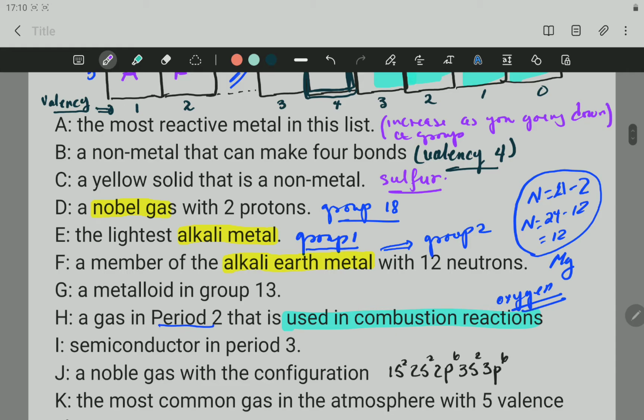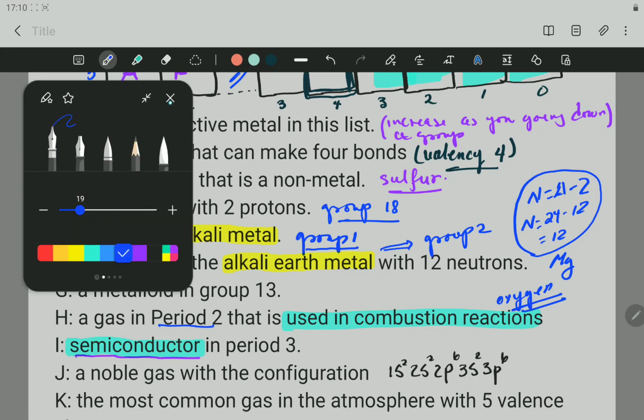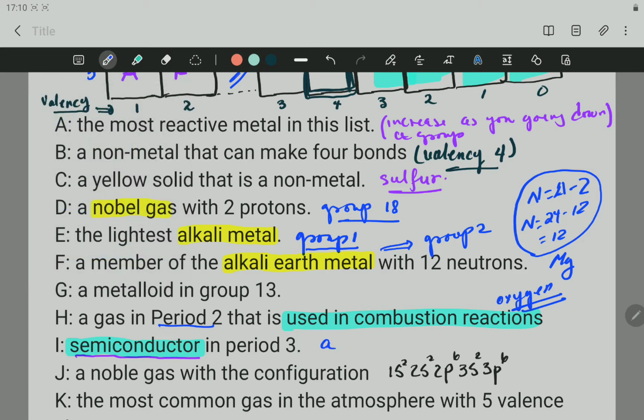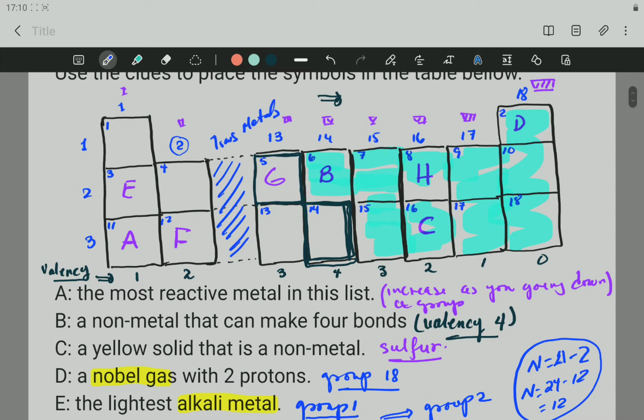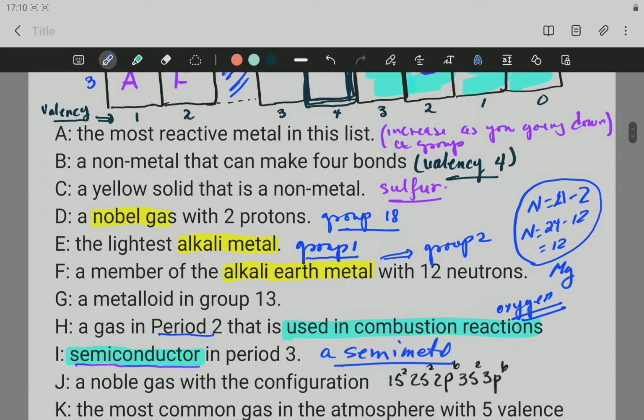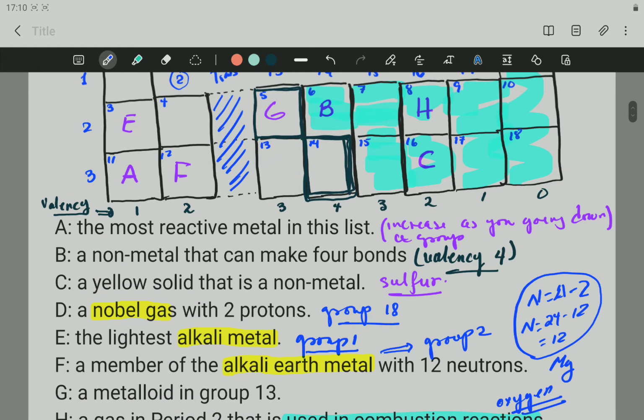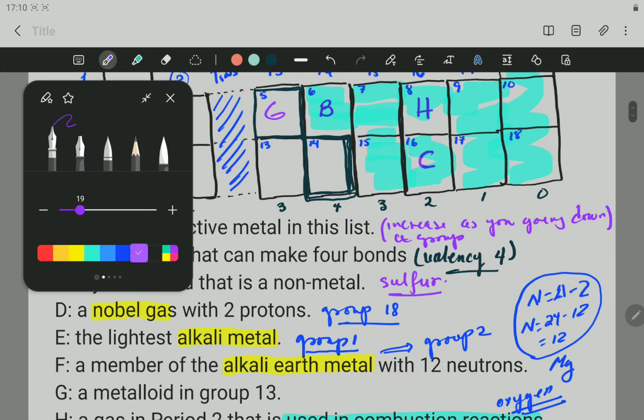Now, number I, semiconductor in period 3. The semiconductors in the periodic table are the semi-metals. So this is quite easy. We're looking for a semi-metal or metalloid, which is the same. So in period 3, according to our relations here, it is element number 14. Okay, that is for I. So I is going to be allocated here.